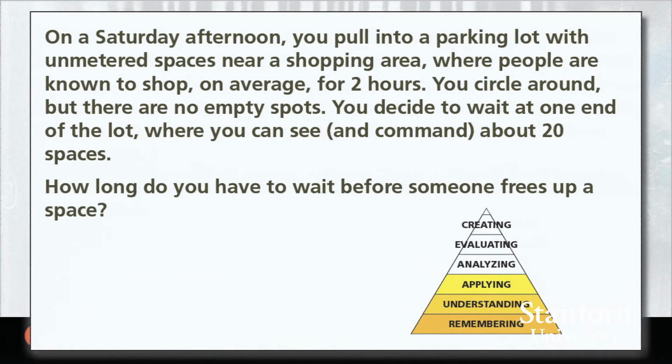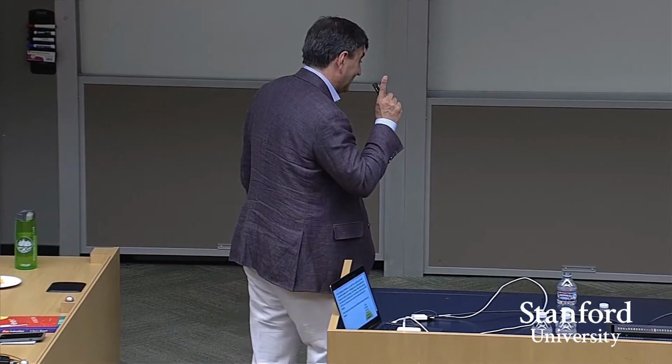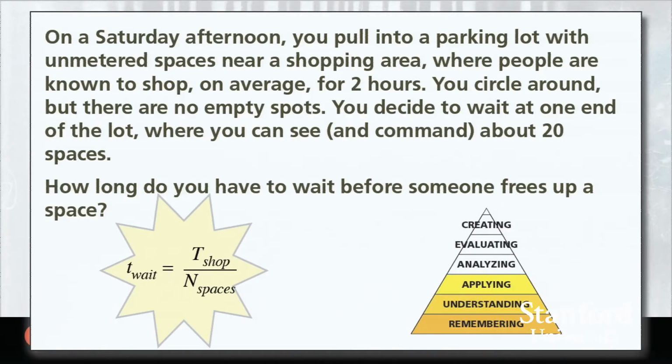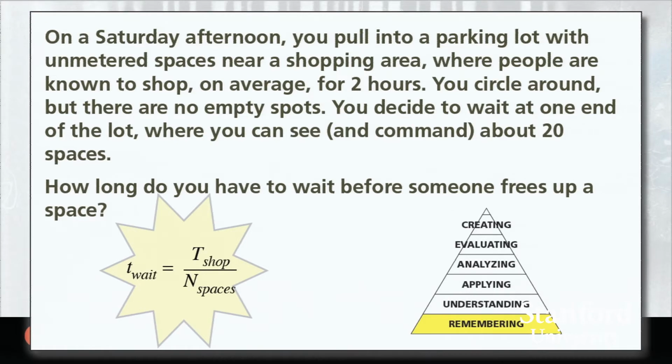And I can see some of you stare at that screen and probably think, isn't that what we started with? Yes, but somewhere in the course of instruction or in the textbooks, the students have seen this equation, colloquially known as the parking lot equation. The time you wait is the average time that people shop divided by the number of spaces. And all they have to do is plug in the numbers. And by that, we've all of a sudden dropped down to absolutely the lowest level of Bloom's taxonomy.